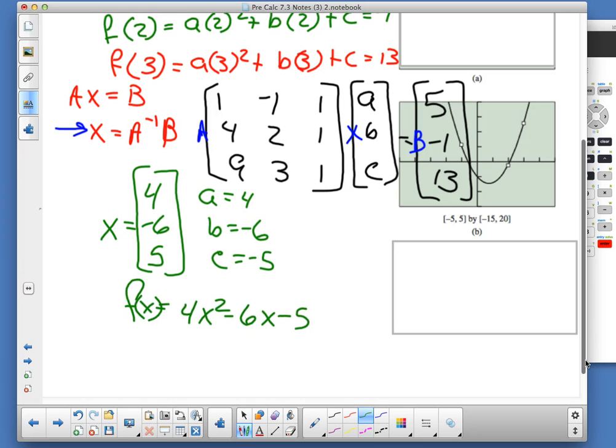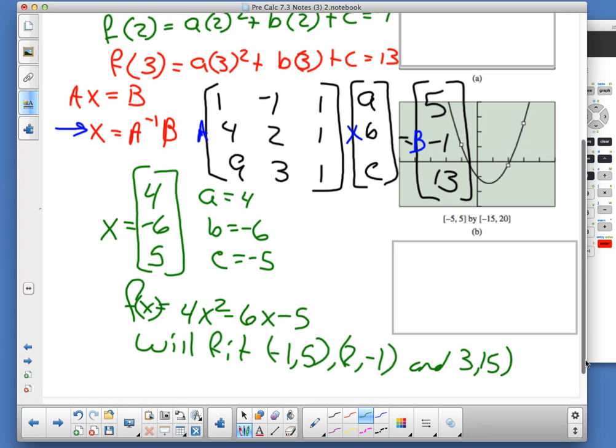Okay, and this will fit (-1, 5), (2, -1), and (3, 13). I guarantee I have that on the test already. It's not going to be even a secret about it. And I expect the work shown on it, not just an answer, but how you went about it, okay?